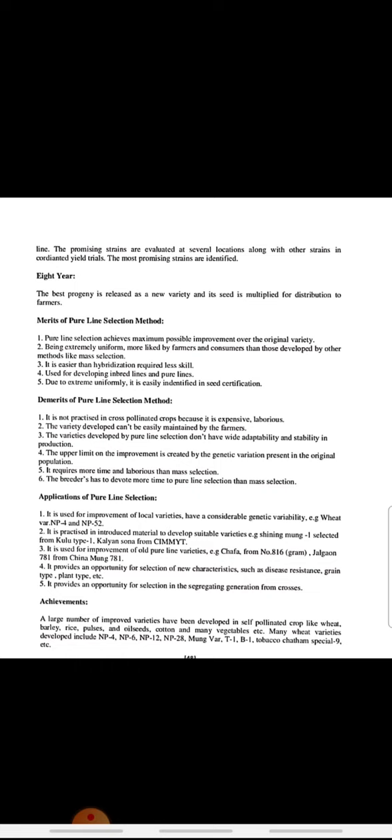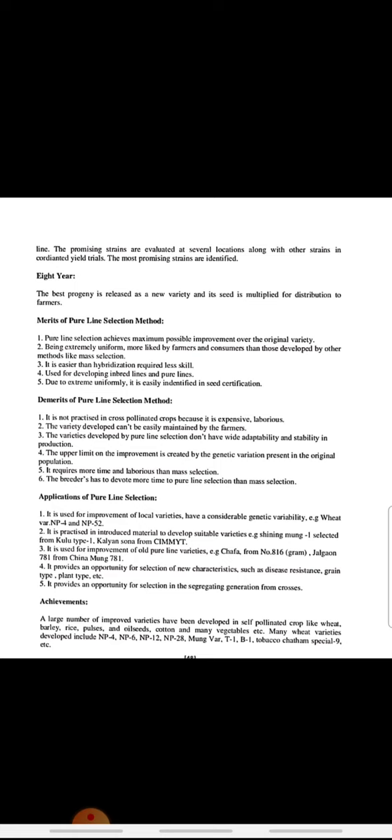Demerits of pure line selection: it is not practiced in cross pollinated crops because it is expensive and laborious. The variety developed can't be easily maintained by the farmers. The varieties developed by pure line selection don't have wide adaptability and stability in production. The upper limit on the improvement is created by the genetic variation present in the original population. It requires more time and is more laborious than mass selection. The breeder has to devote more time to pure line selection than to mass selection.